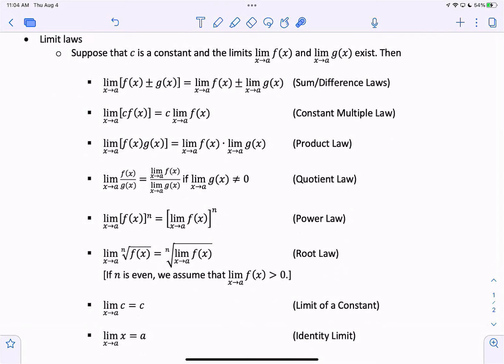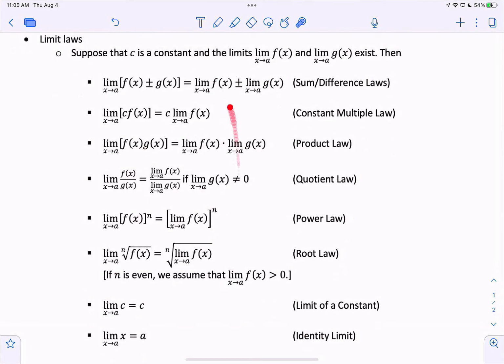What these limit laws are basically saying is that you can do what you think you can do with limits. That is, if I'm finding the limit as x approaches a of the sum of two functions, then that's the same thing as finding the limit separately and then adding the results together or subtracting them. If I have a product of two functions, then I can multiply before finding the limit, or I can find the limit before I multiply, provided that both the functions f and g have limits as x approaches a.